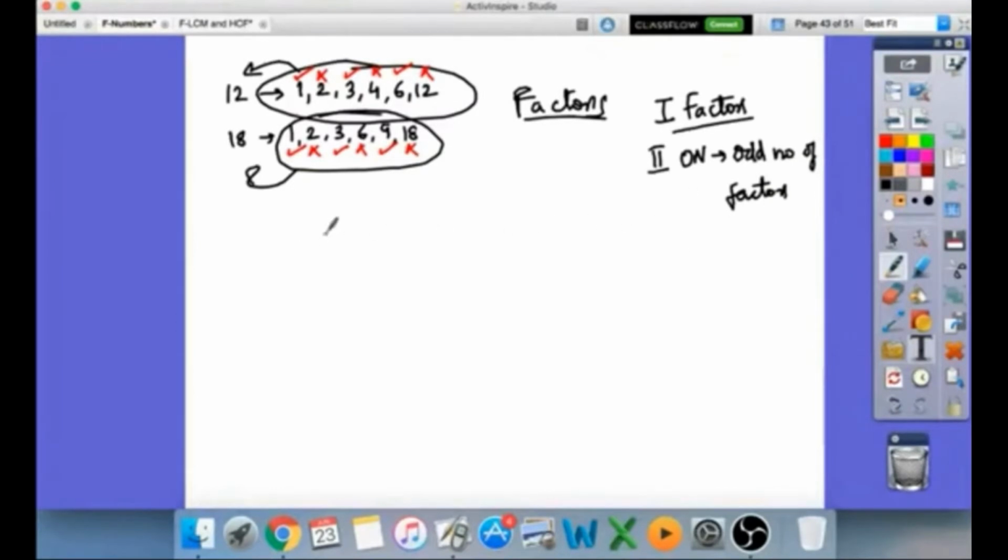Then what kind of numbers have an odd number of factors? See, whenever you write something, say 24, I'm writing 24: 1 into 24, 2 into 12, 3 into 8, 4 into 6. Whenever you're writing like this, you're writing in pairs. When you're writing in pairs, you'll always get an even number of factors.